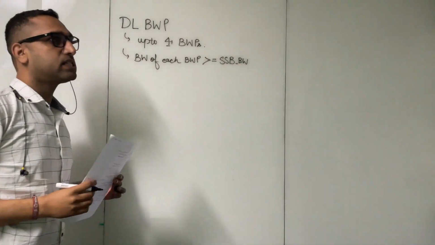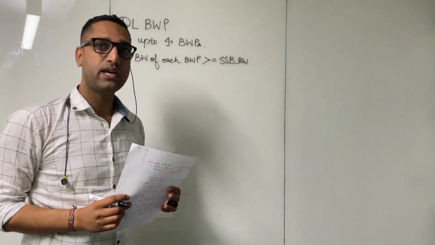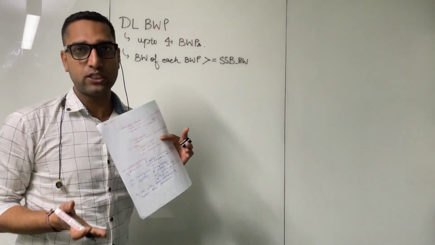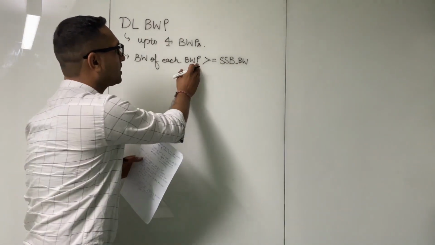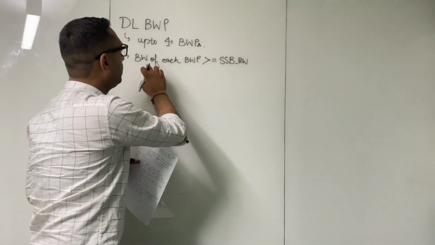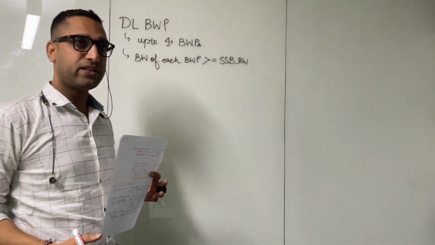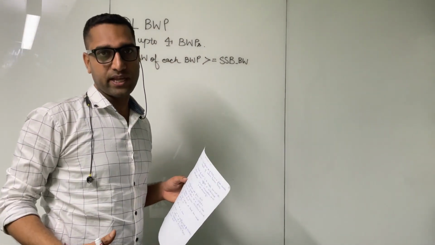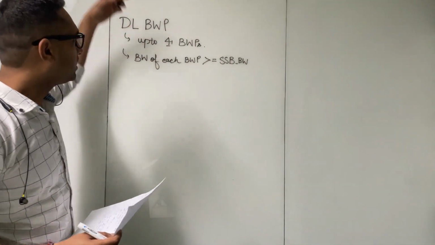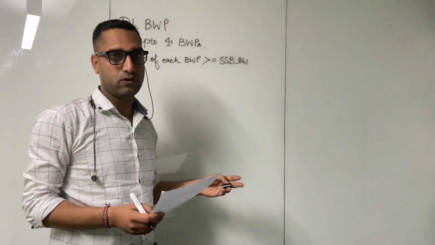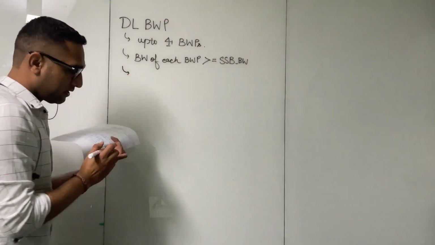SSB is a synchronization block that is used in 5G, and it requires a certain number of resource blocks, and every bandwidth part must have enough bandwidth so that it can accommodate the SSB bandwidth. It may be present there, it may not be present there, but irrespective of whether it's present or not, the bandwidth should be greater than or equal to that. Quite a very important point.